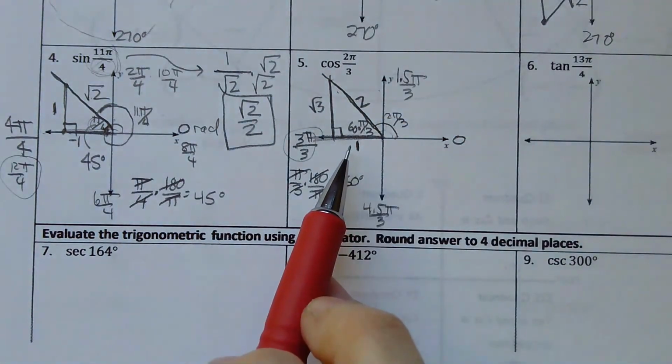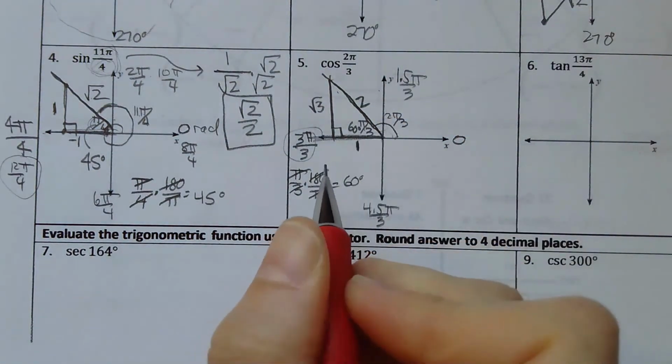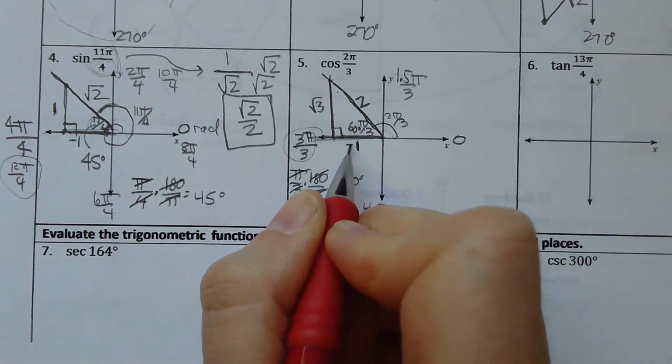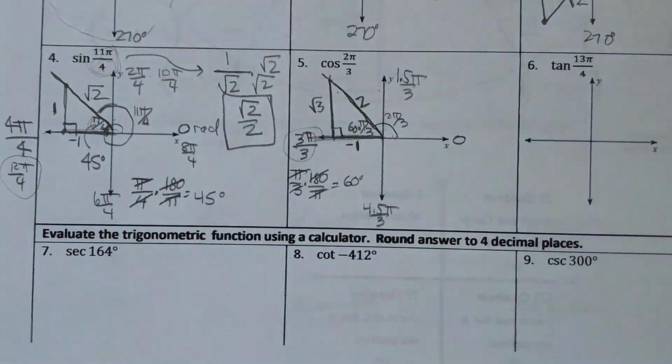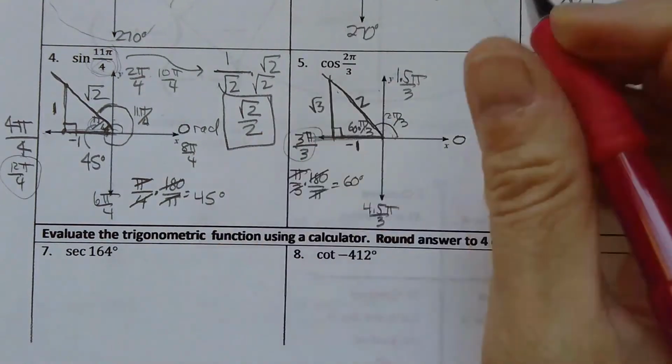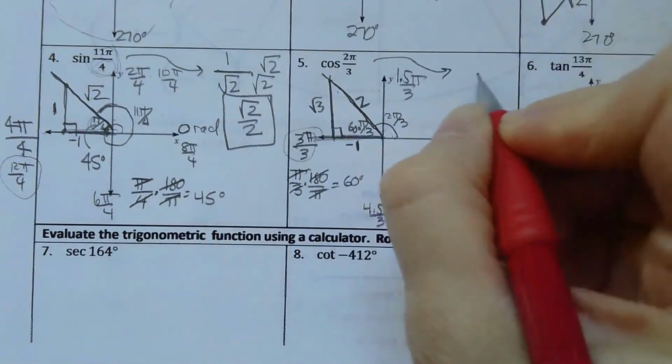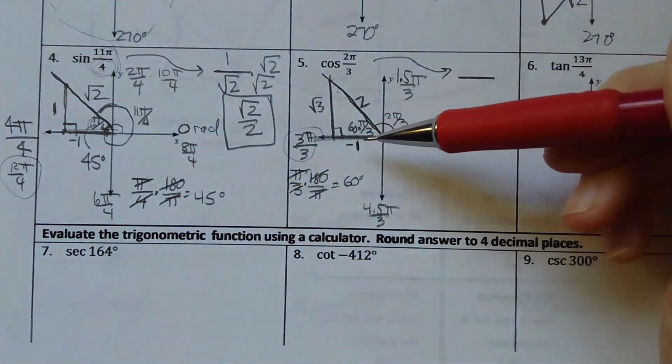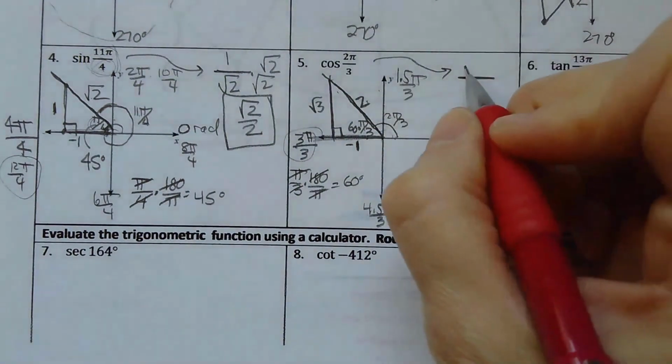Okay, and I'm in quadrant 2 again. So that's going to take me negative in the x direction, positive in the y. So when I do my cosine, that's the SOHCAHTOA, adjacent over hypotenuse is just negative 1/2.